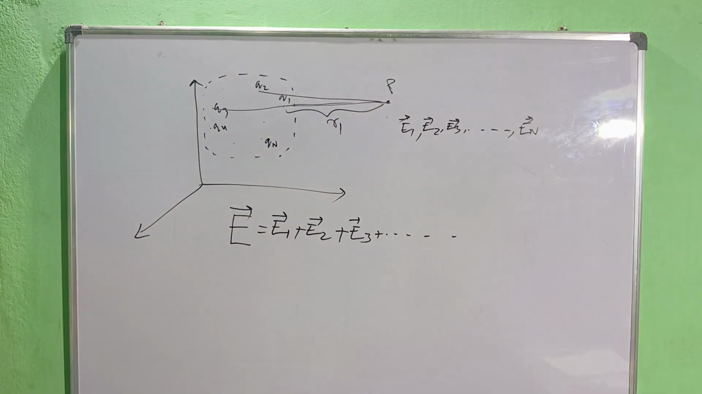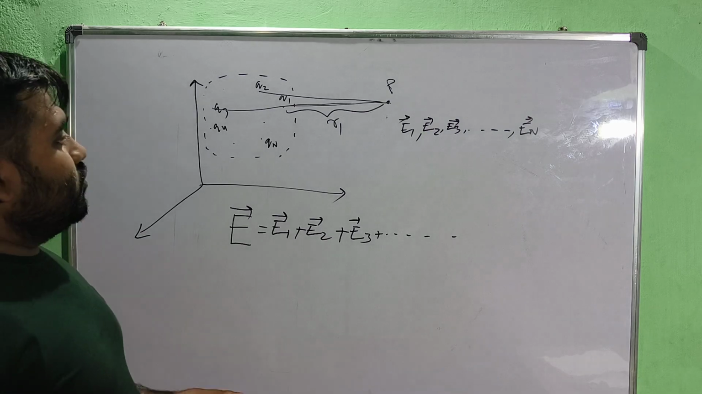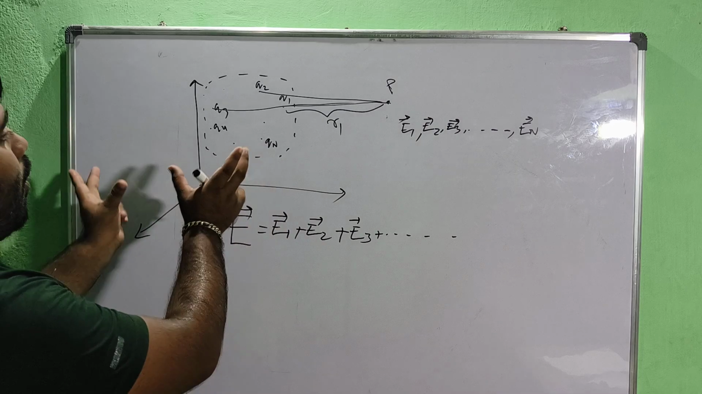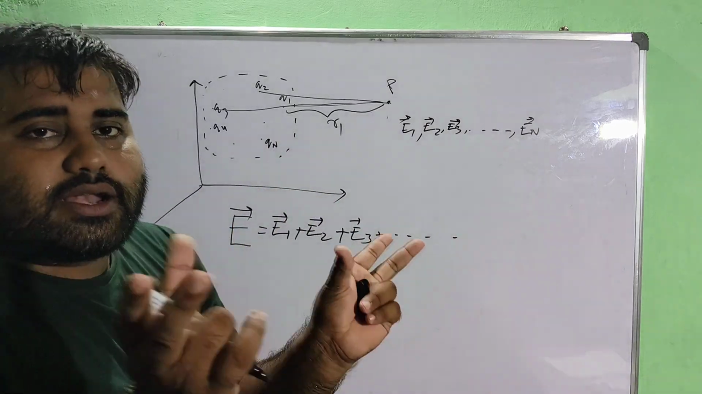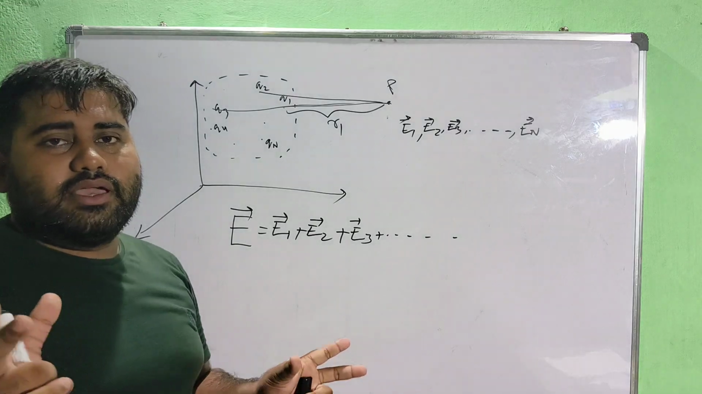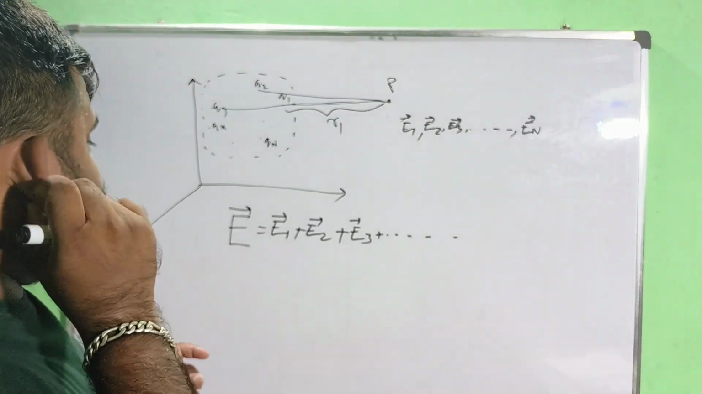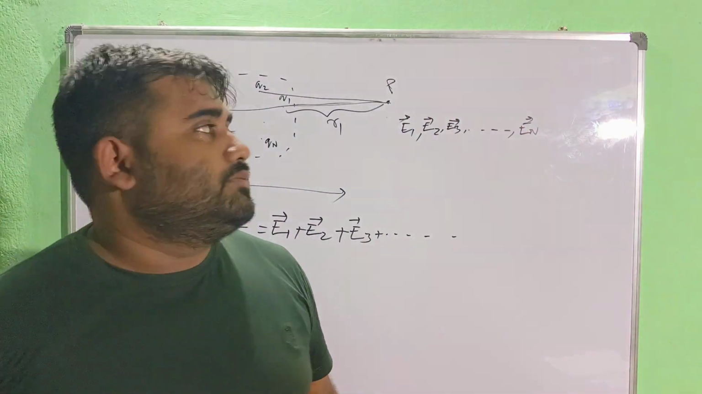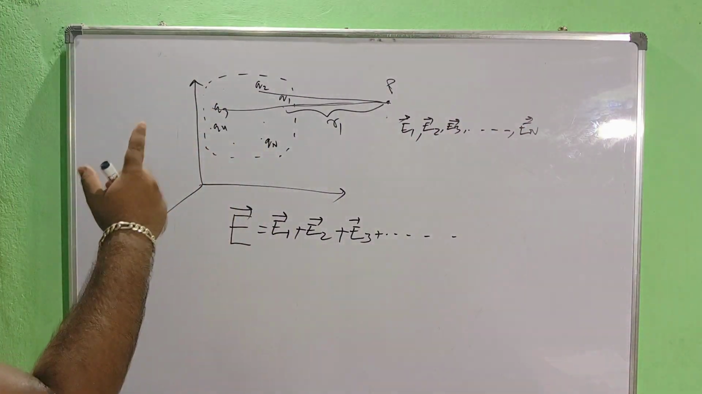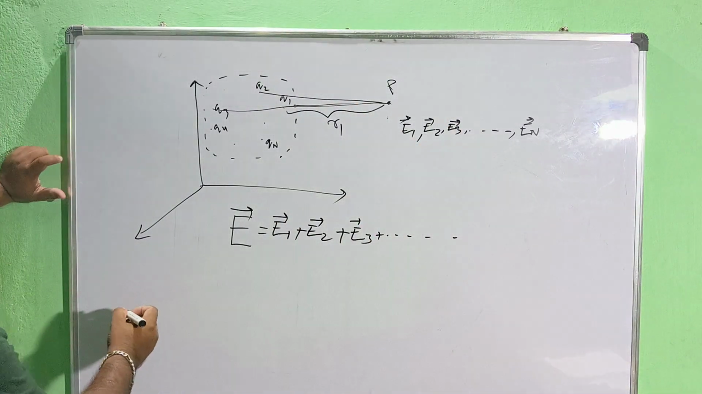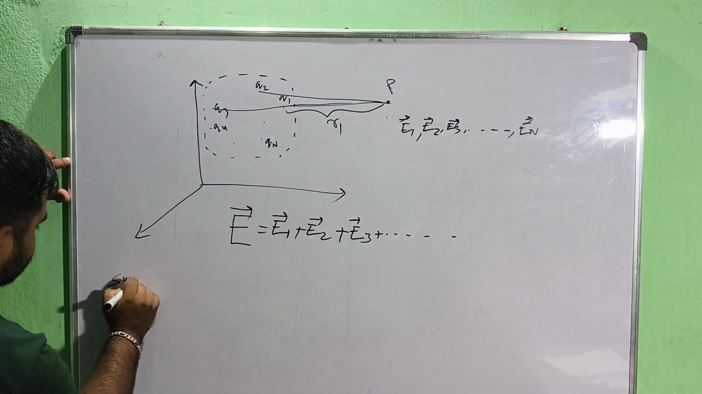So, what is the formula to find the net electric field at point P? You need to calculate all individual electric field and then add them vectorially. Add them in vector addition. Use vector addition method to find the last result. So this is called superposition of electric field at point P. This is called superposition of electric field at point P.